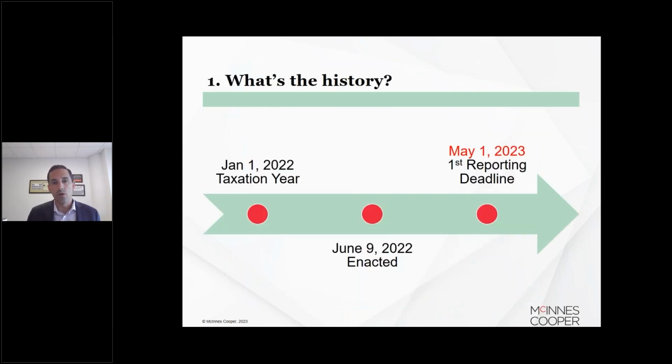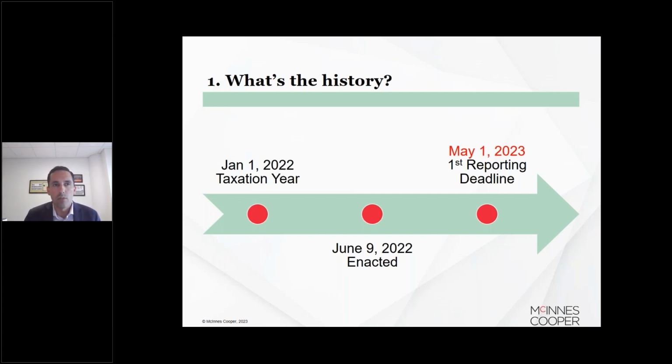So a little history about this act. It was enacted in June of 2022, and they made it effective January 1st of 2022. The triggering effect for this act is ownership of residential property on December 31st of any given tax year. So the first year would be 2022, so December 31st, 2022. If you own residential property, this act would apply to you if you meet certain criteria that we'll go over in a moment.